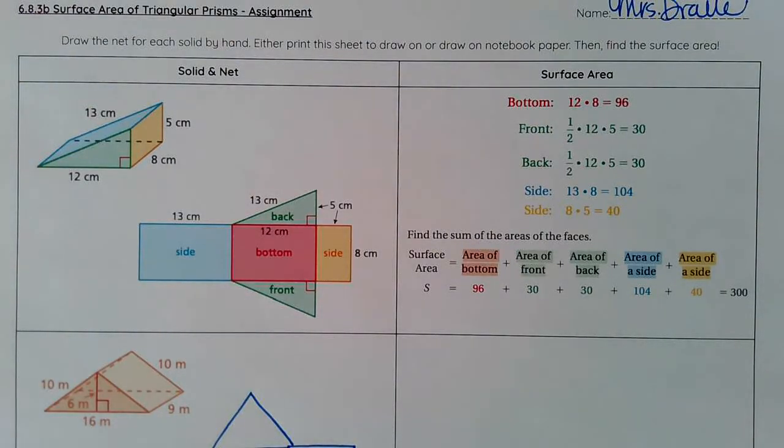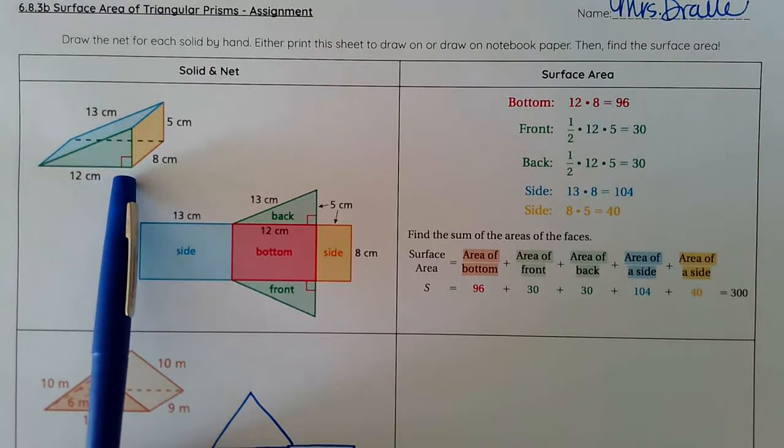Today we are going to talk about finding the surface area of triangular prisms. As we know, the surface area of a 3D figure is the sum of all faces combined. So for a triangular prism, we have a total of 5 faces. So we need to find the area of each of those faces and then add it all up to find our total surface area. So we have a couple examples here.